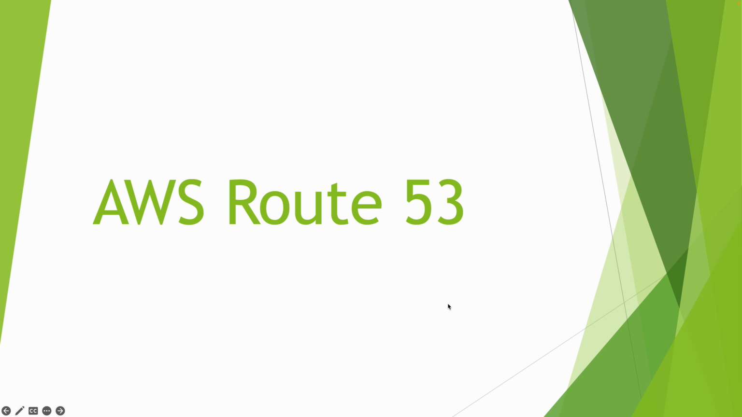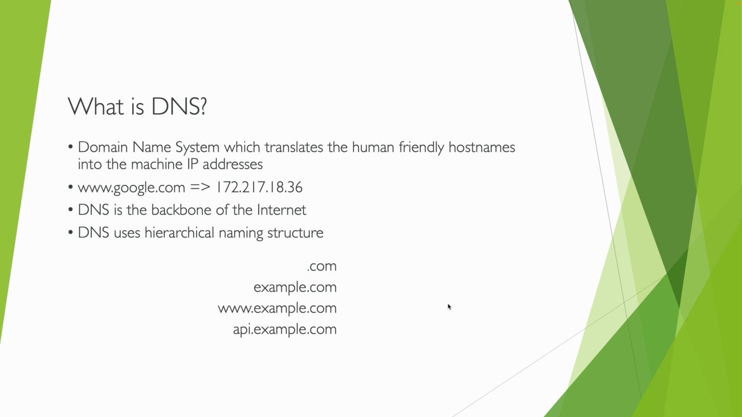Okay, so today we are going to see about AWS Route53. This is also one of the important services provided by AWS. Route53 is the DNS service provided by AWS. So we'll see what DNS is first.